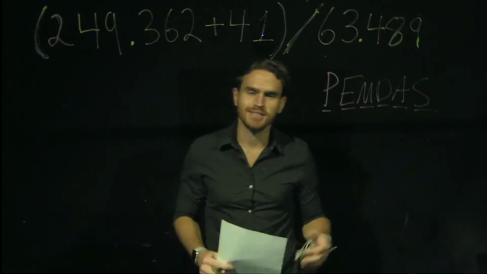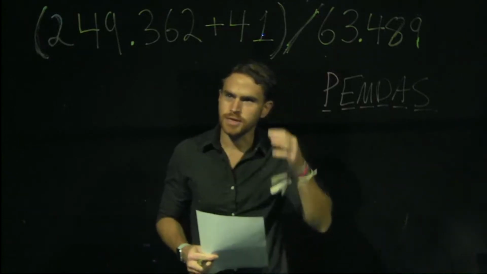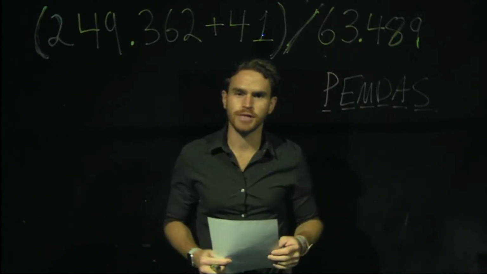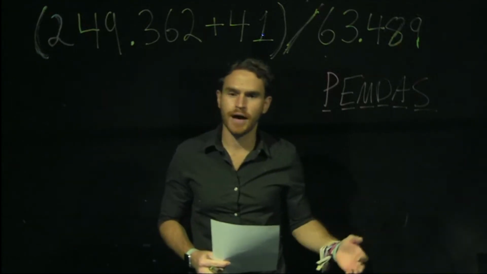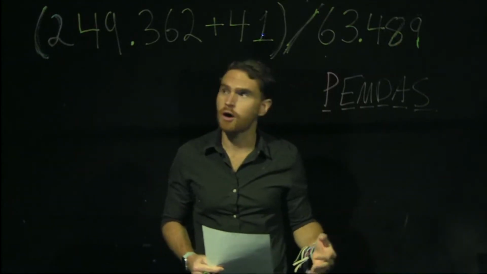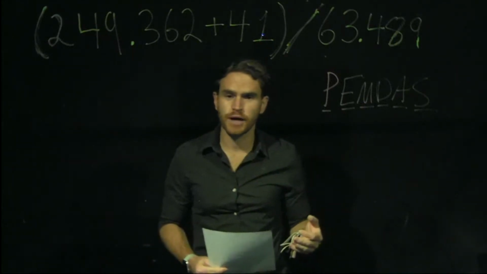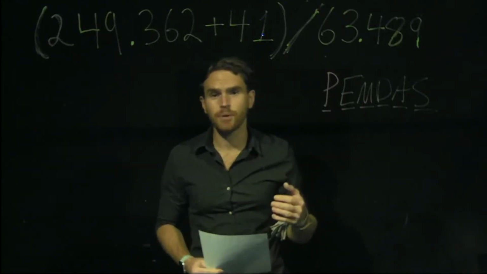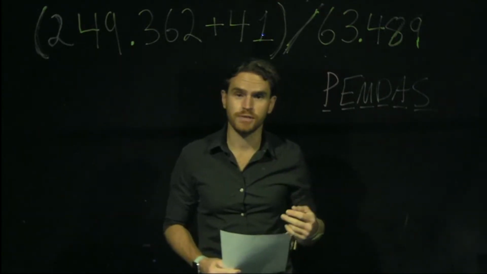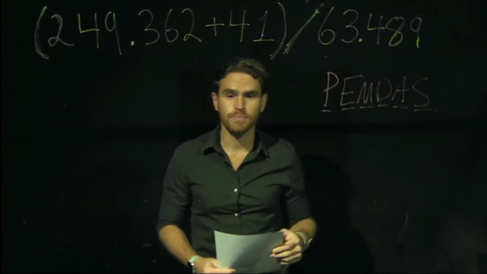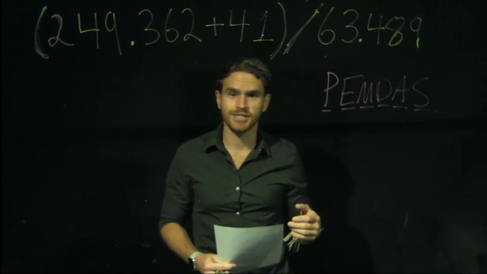As scientists and chemists, we need to keep track of the number of significant digits that we carry out through a mathematical calculation. When doing so, we need to first identify in each of the original values how many significant figures there are. In our first value, 249.362, all of those values are significant. So we're going to keep all of them for a total of 6. In 41, you only have 2 significant digits. And in 63.489, you have 5 significant digits.